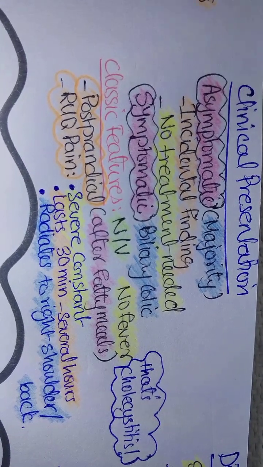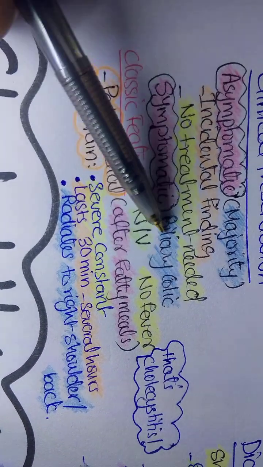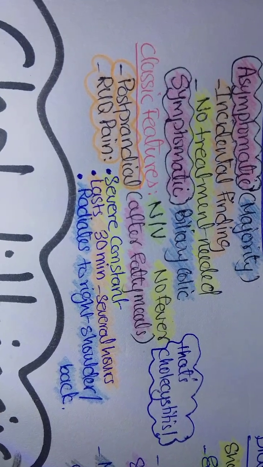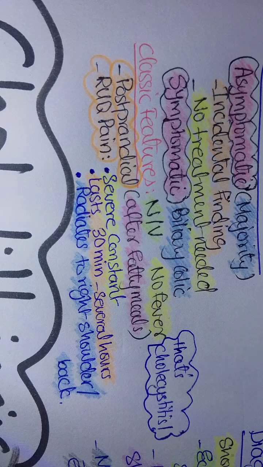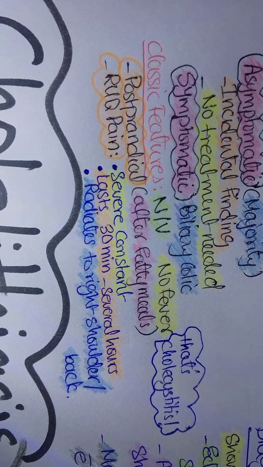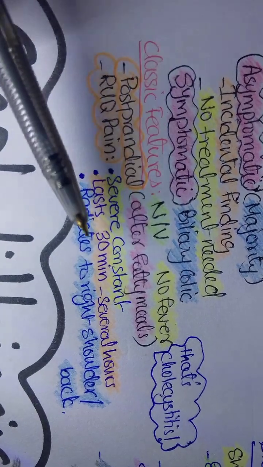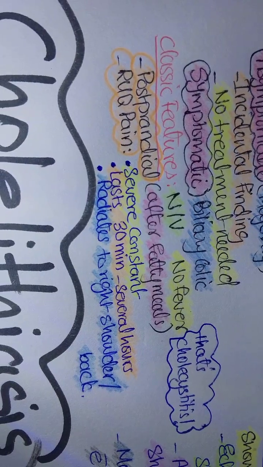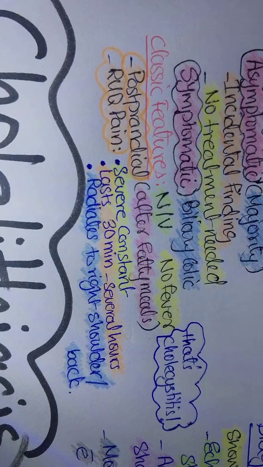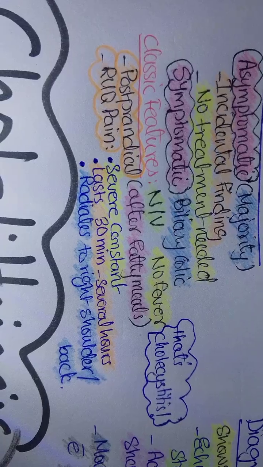So when stones cause symptoms, we call it biliary colic, and this is postprandial right upper quadrant pain, meaning it happens after eating, especially fatty meals. The pain is severe and usually constant, lasts 30 minutes to several hours, and may radiate to the right shoulder or back. Patients often have nausea or vomiting too.